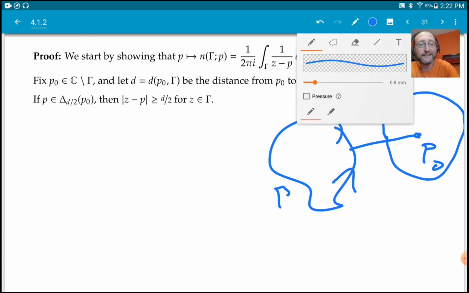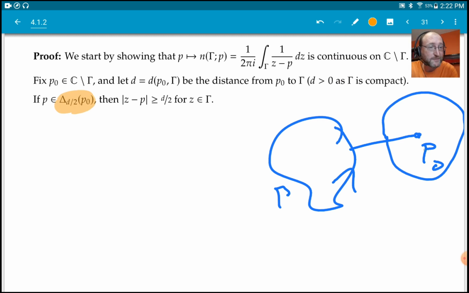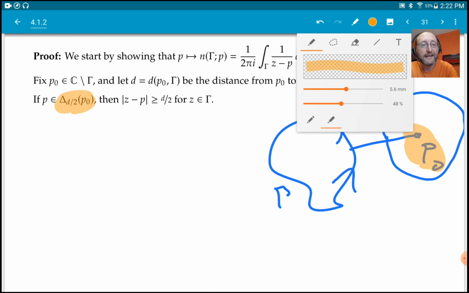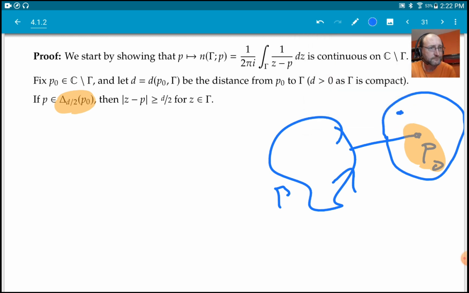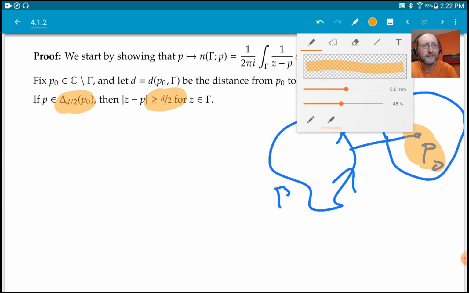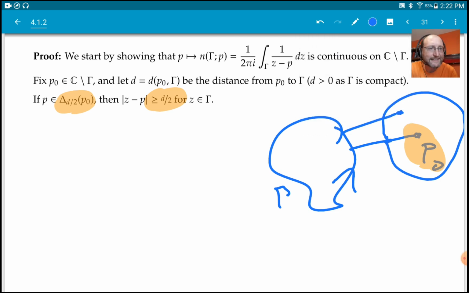If we look at a disk of radius D over 2 around P naught, and we take any point in this disk, then its distance to gamma is going to be at least D over 2, right? I mean, it can be further out, but I can't get D over 2 away from P naught, which is D away from gamma. So I cannot be closer than D over 2. That's just the triangle inequality, basically. So we get this inequality over here: |z minus p| is bigger than or equal to D over 2, and |z minus p naught| is bigger than or equal to D. That's going to be important as well, right?